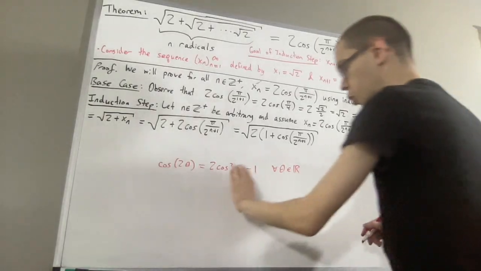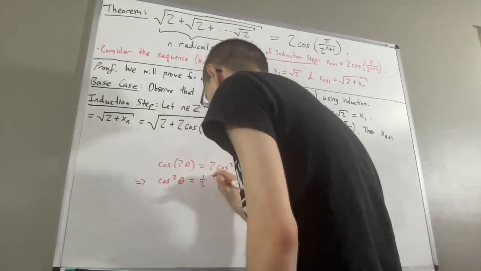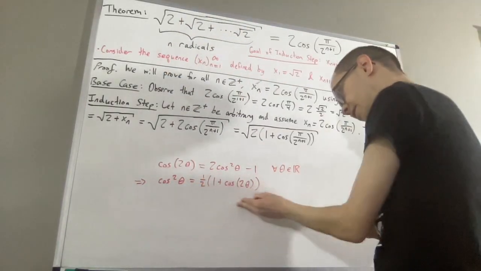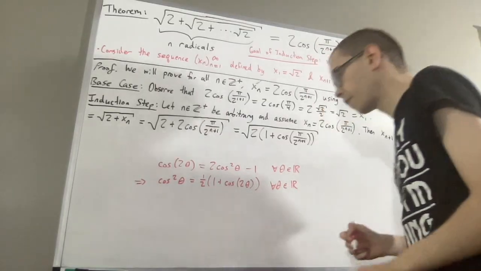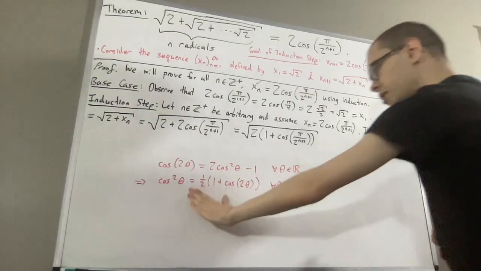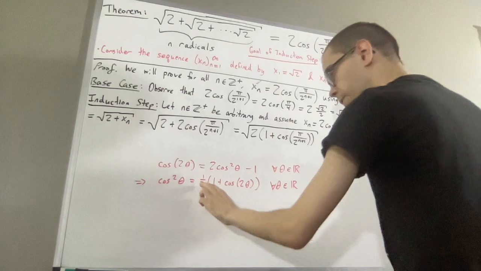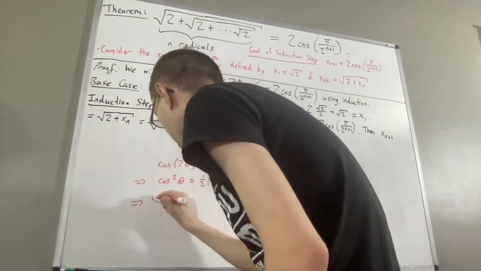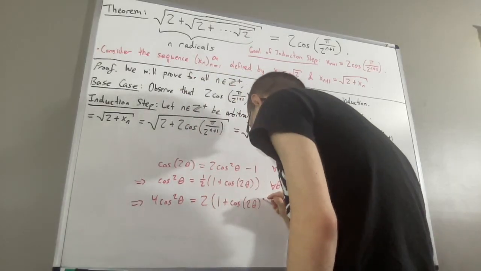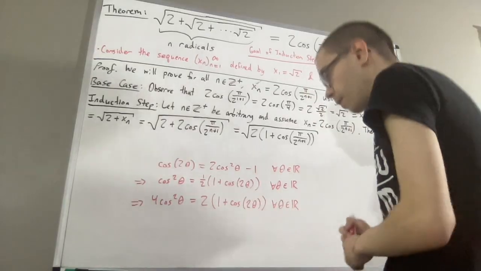Well, solving for cosine squared of theta, we get this. So this is true for every real number theta. Notice this looks kind of similar to what we have under the square root. And to convert this 1/2 to a 2, let's multiply 4 on both sides. So this is true for every real number theta.